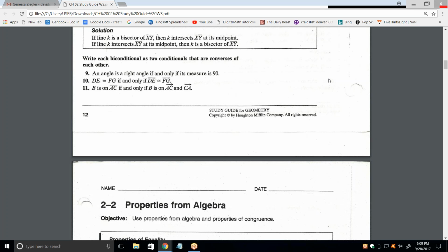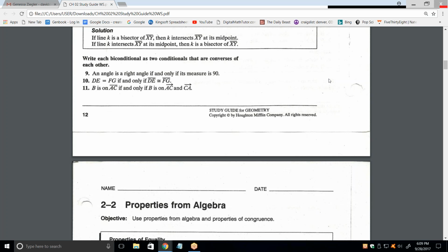A little different than angles. Angles, you have to say measurement, the little m. In other words, if angle A is congruent to angle B, then the measurement of angle A is equal to the measurement of angle B. But with lines, I don't think you need that measurement.